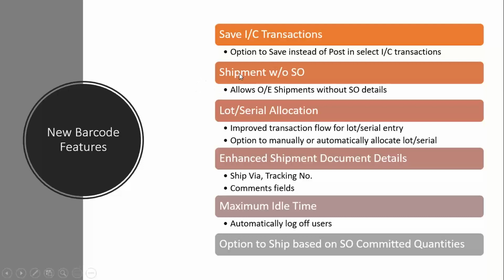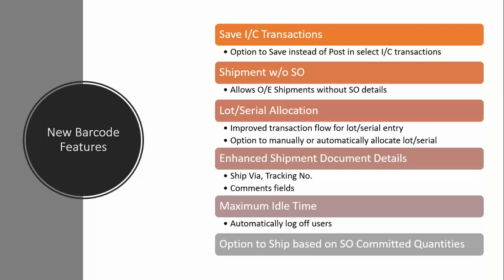Another feature that we have added is allowing shipment without sales orders. In the past, we have limited our transactions only to SO shipments with SO references. This is mainly for stricter control, but we do recognize that Sage can do it. We do allow PO receipts without PO.